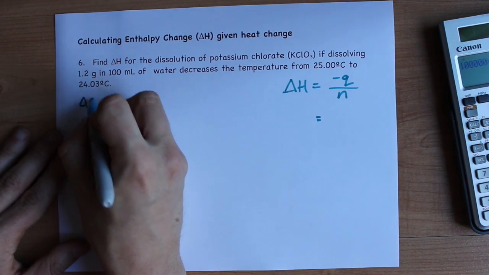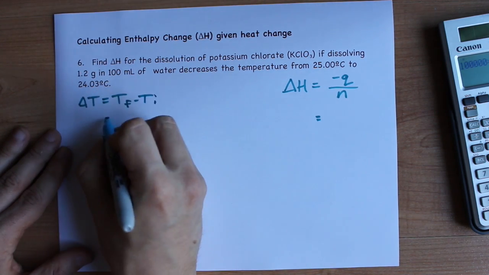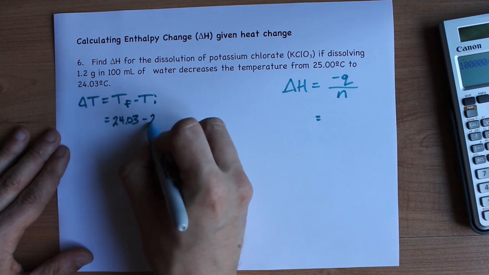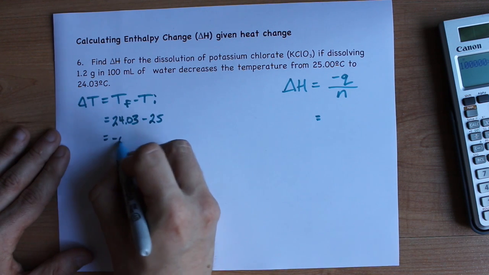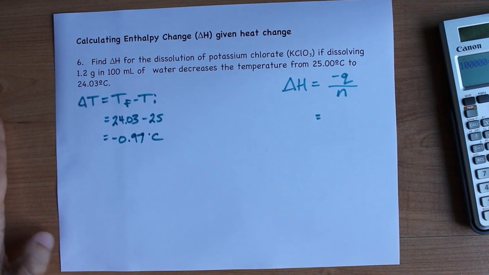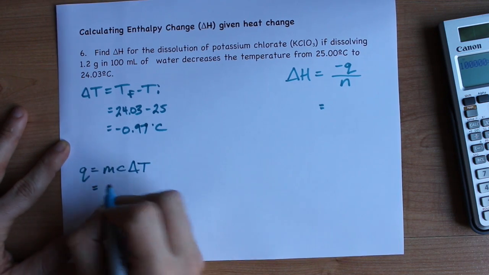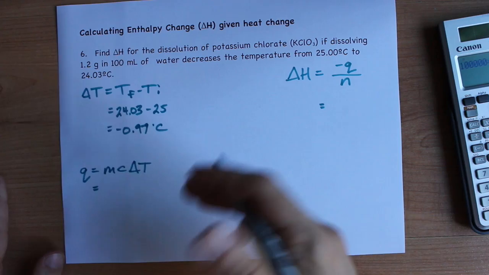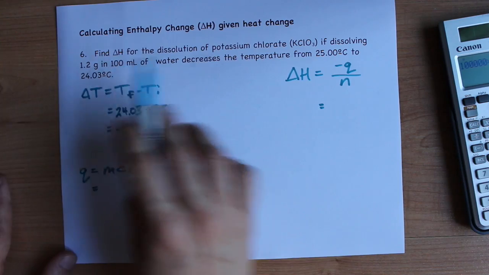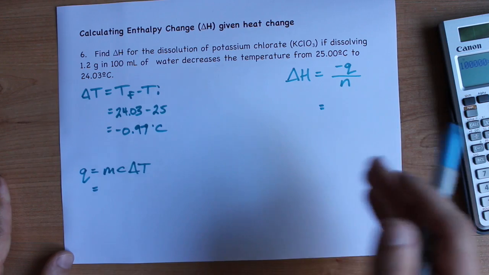Let me show you that we're going to do a Q equals mc delta T after we get a delta T for ourselves, final minus initial. Our final temperature is 24.03, and our initial temperature is 25, so my temperature change is negative 0.97 degrees Celsius. That will give me a Q equals mc delta T of. Now, what's actually heating up here is the water. 1.2 grams of potassium chlorate is getting dissolved, but the water is what's heating up.